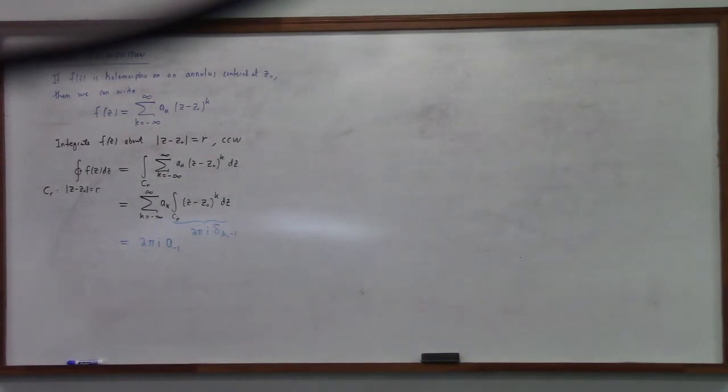This is very, very neat. What this means is we can integrate a function, right? We can integrate a function about a circle centered at z naught by merely calculating its Laurent series and picking off the minus 1 coefficient. That's very nice.